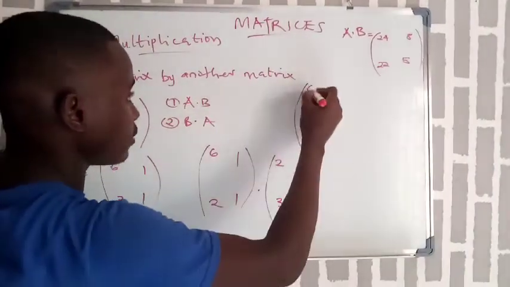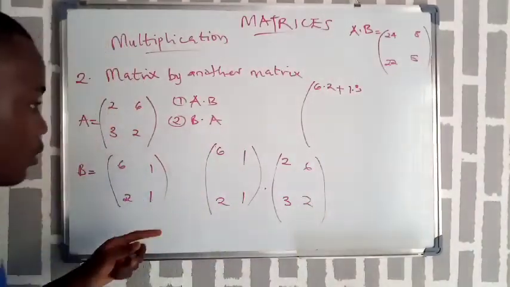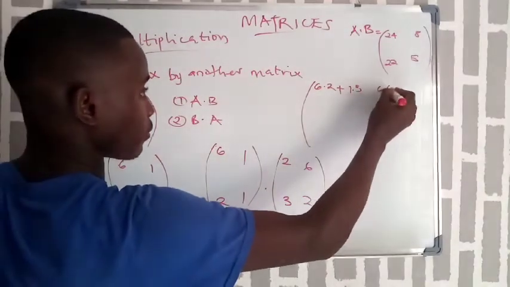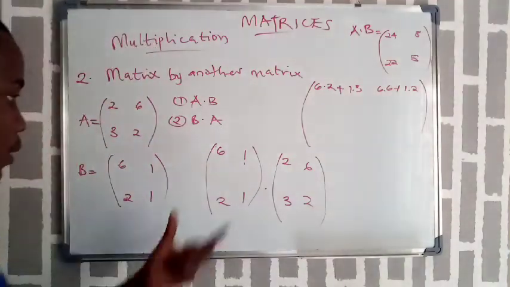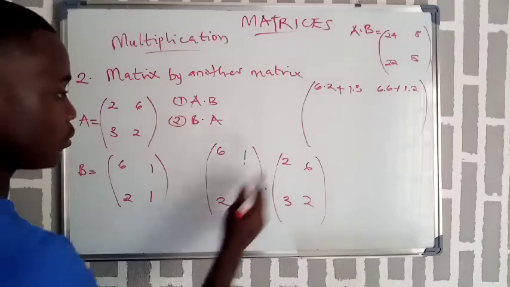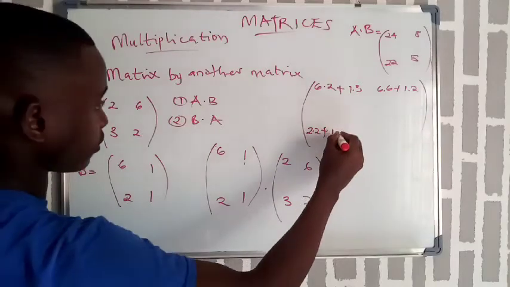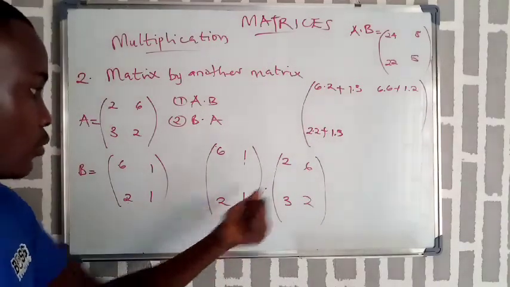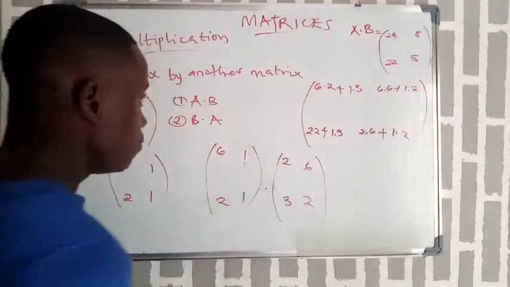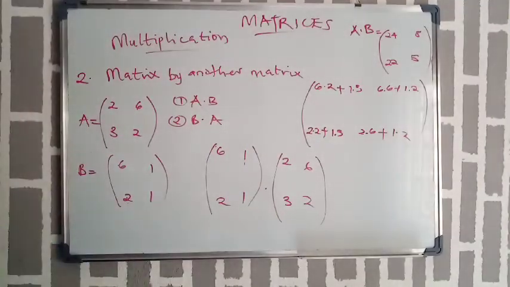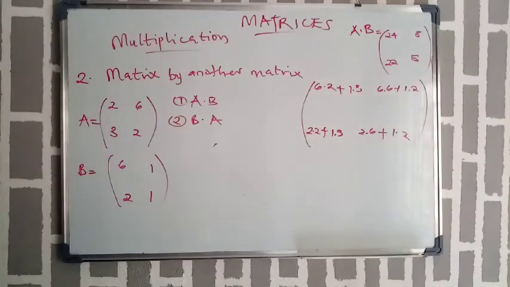So now it's 6 dot 2 plus 1 dot 3. Then 6 dot 6 plus 1 dot 2. Now we do the same thing for down here. So 2 dot 2 plus 1 dot 3. Now we go again, 2 dot 6 plus 1 dot 2. This is 12 plus 3, that's 15.